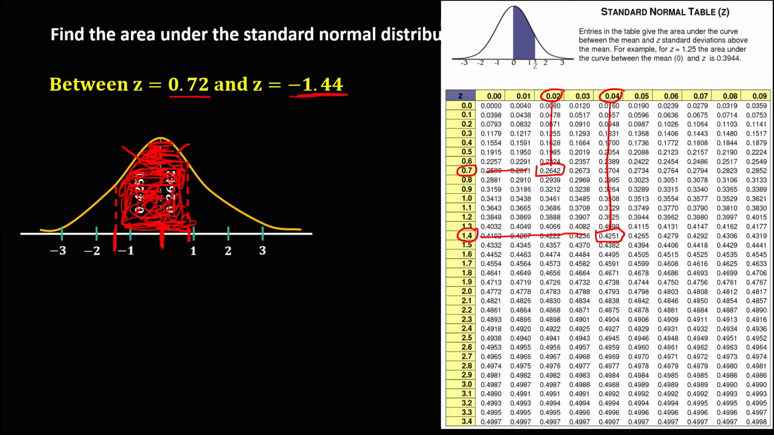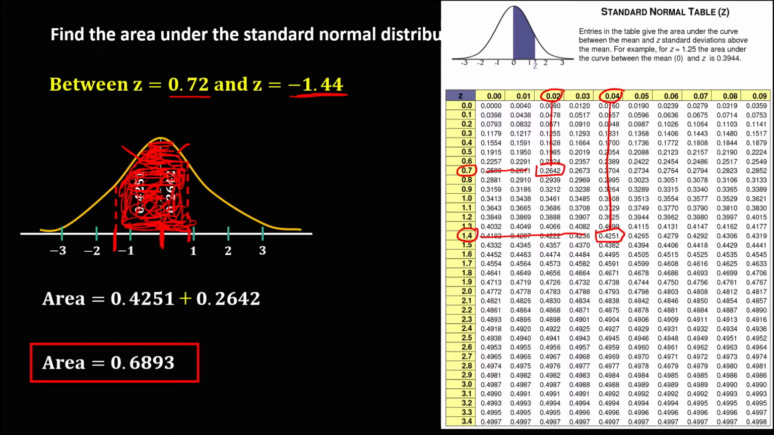the two areas. So to find out the total area, this is 0.4225 plus 0.2642. So therefore the total area is 0.6893.